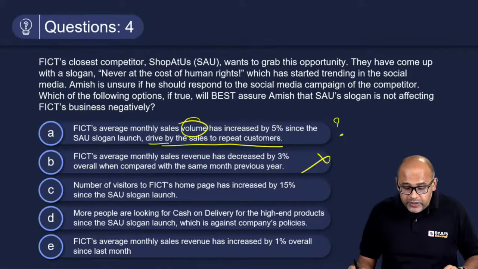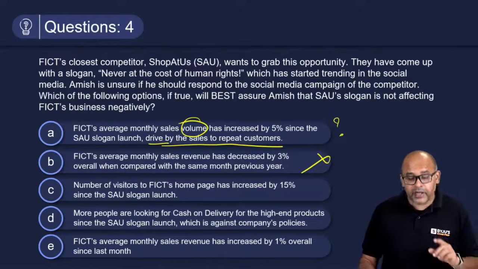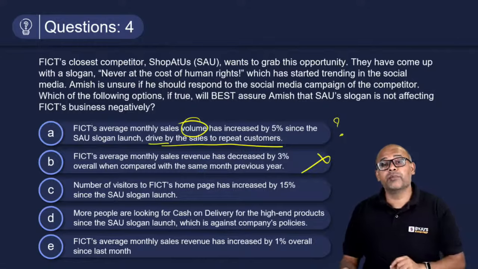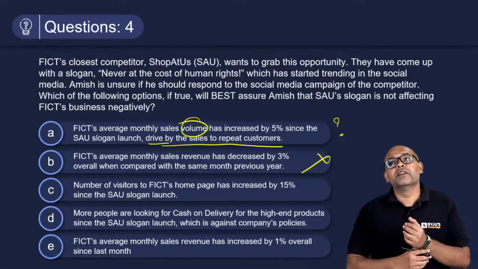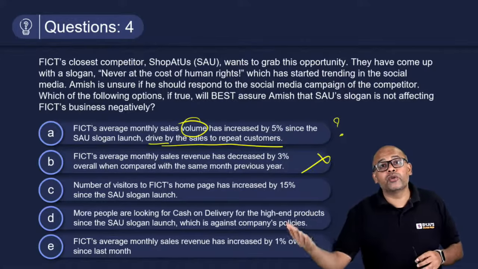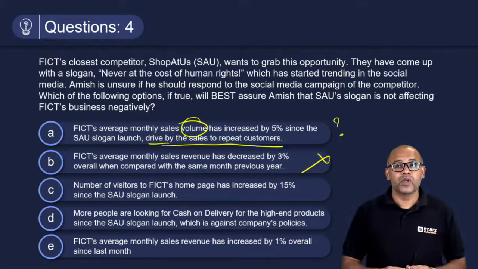Look at C. Number of visitors of Fix homepage has increased by 15%. Now, what about the Fix increase in people? Now remember, guys, when something bad happens, you would probably want to check out who that person is who's done that. That could be a reason why people come to your website also.